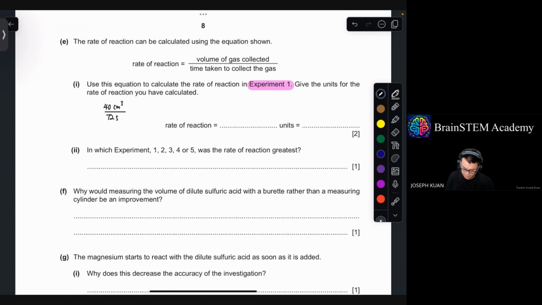is equal to, punch these numbers into your calculator. So you should be able to get 0.5 recurring. So convert it to two decimal places, round it off, it will be 0.56. And the units will be cubic centimeters per second.